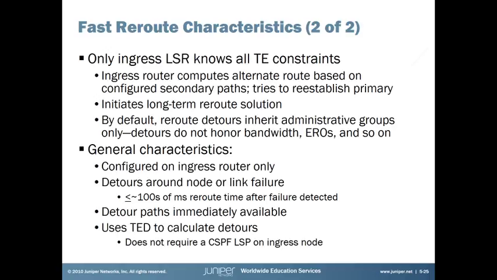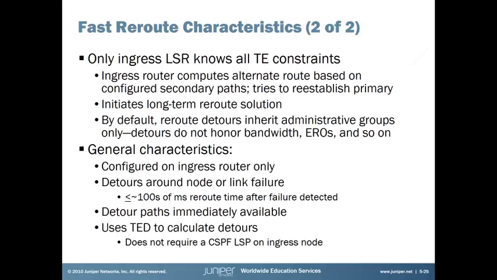So as we've said, this is the default behavior. When we get a failure, it will fail over to the secondary path and try and re-signal the primary. So this is initiating the long-term solution. By default, the reroute detours inherit administrative groups only, so the detours don't honour the bandwidth, the EROs and so on. So this is talking about the reroutes now. The characteristics of this reroute is that it's configured on the ingress router and it detours around a node or link failure.